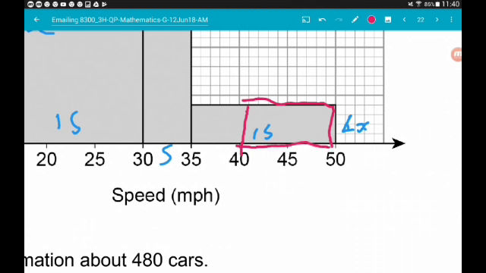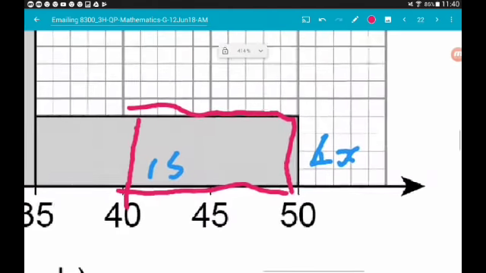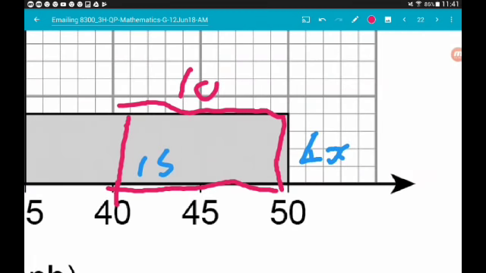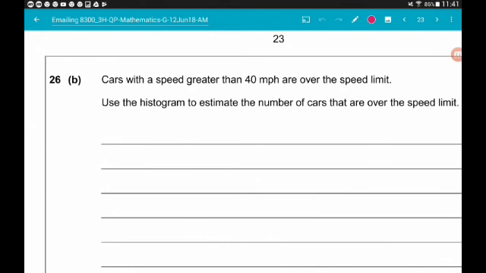So we need to find the area of this bar. So from 40 to 50 is a length of 10. Now remember, x is 0.8. So the height of our rectangle is 4 times 0.8, which is 3.2. So we're going to do 10 times 3.2, which gives us 32.